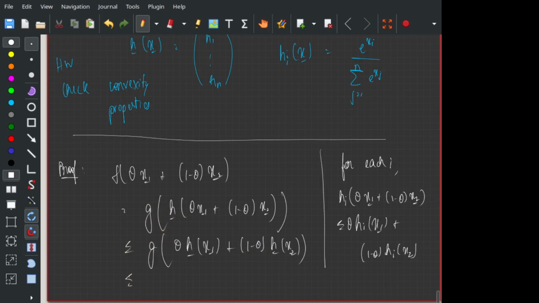And we know that G itself is convex. So this is less than or equal to theta times G of h of x1 plus 1 minus theta times G of h of x2. And therefore f is convex.